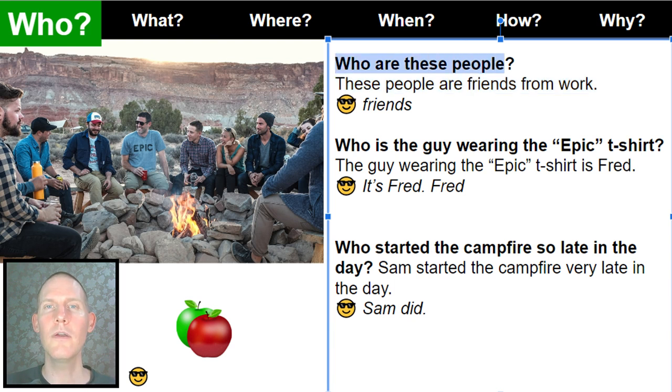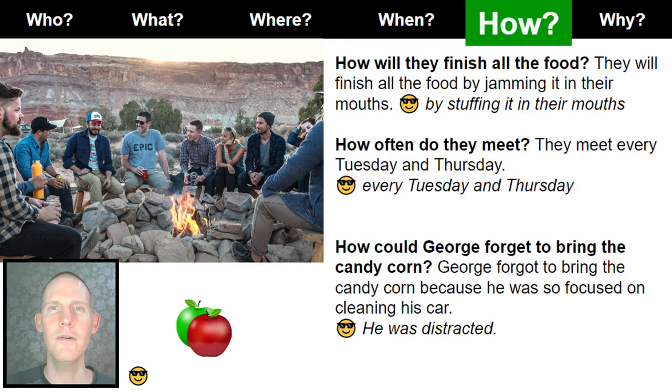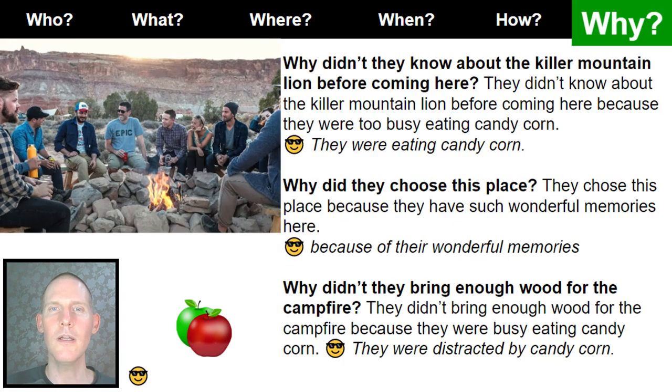If someone said, who are these people? And you say, these people are friends from work. You're correct. But it sounds wordy, like extra words that don't need to be said. Like this, who is the guy wearing the epic t-shirt? The guy wearing the epic t-shirt is Fred. Right? And the other person is probably just like, well, why didn't you just say Fred? Because I already talked about the shirt, so you don't have to repeat it, right? Okay, so we did who, what, where, when, how, and why.